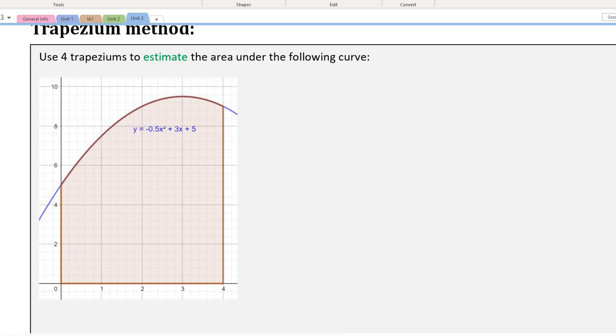So use 4 trapeziums to estimate the area here, and that's our function y equals negative 0.5x squared plus 3x plus 5. So we have 0 to 4, we want 4 boxes, and we're going to do a trapezium, so my trapezium is going to look like this. Okay, my second trapezium will look like this. Straight away, you can see that this is way more accurate of an estimation than the previous one.